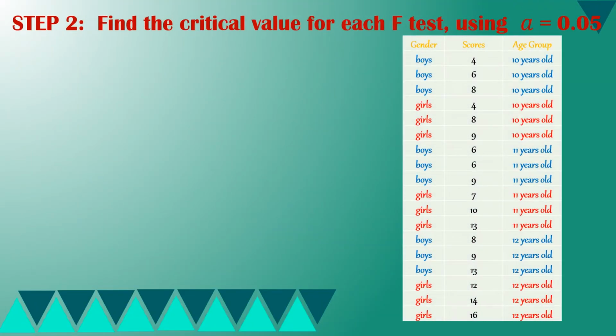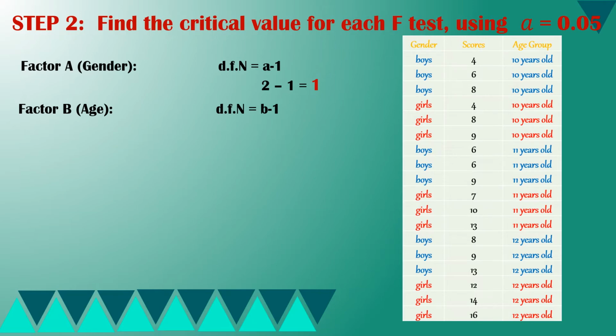Second step is to find the critical value for each F-test using alpha equal to 0.05. For factor A, or the gender, the degrees of freedom numerator is equal to A minus 1. A here refers to the number of levels of the first factor, or gender. So in gender, we have the girls and boys, so we have two levels. 2 minus 1 is equal to 1. So the degrees of freedom for factor A is equal to 1.